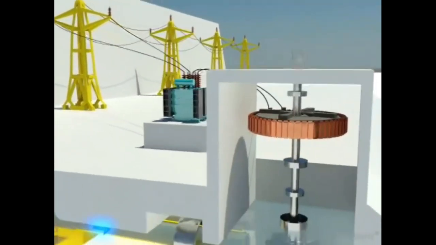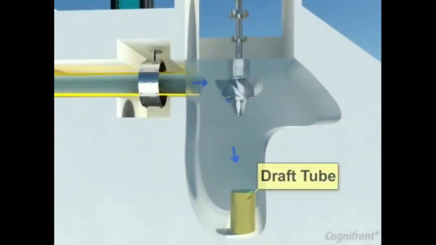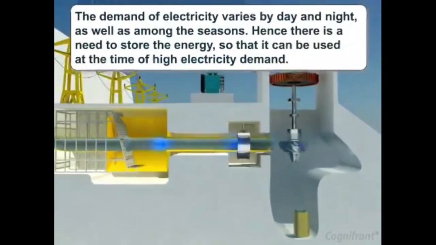Once the work has been done, here you can see the water level, that is the tail race. It is then carried to the downstream by using the draft tube.